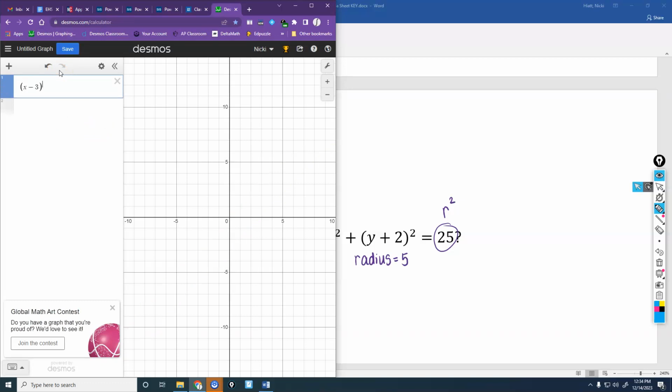Type x minus 3 squared plus y plus 2 squared equals 25. It is going to graph it for you. You can type in the center that you just picked, 3, negative 2. Make sure it's in the middle. If it's not, then you've messed up. You can even count the radius: 1, 2, 3, 4, 5. So definitely, the formula makes it quick to do.